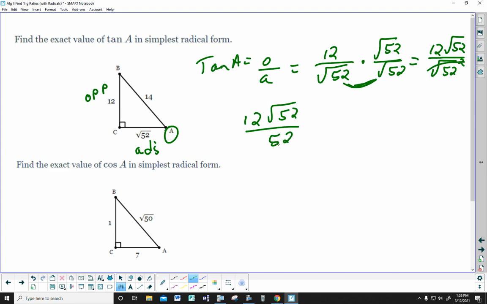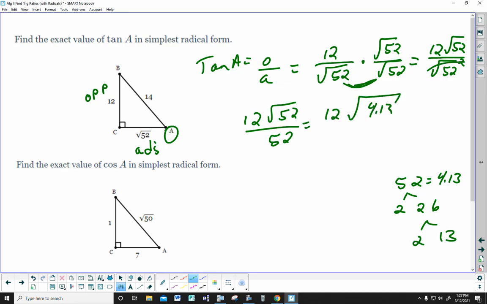Now you certainly can reduce. We can do that right now, or we can just wait a second. 52, we got to look at just for a second. 52. If I divide it by 2, I get what, 26? Divide it by 2 again, I get 13. So that's 4 times 13, right? Is 52. Okay. So that's 12 square roots of 4 times 13 over 52, which is going to pop out as 2. Square root of 4 is 2. 12 times 2, square roots of 13 over 52.